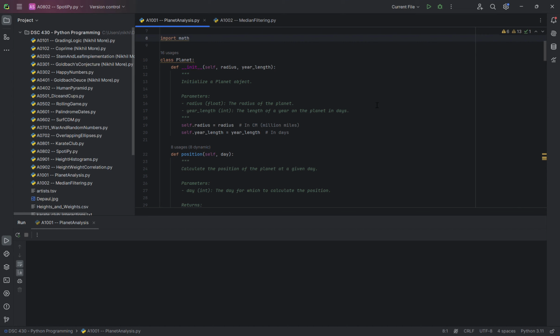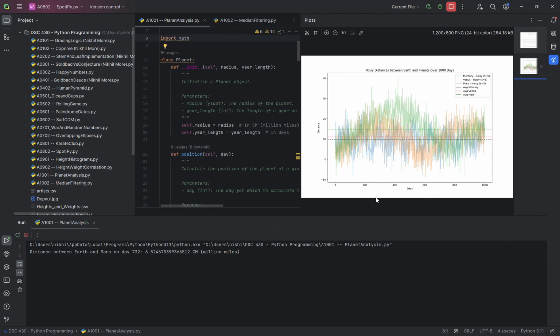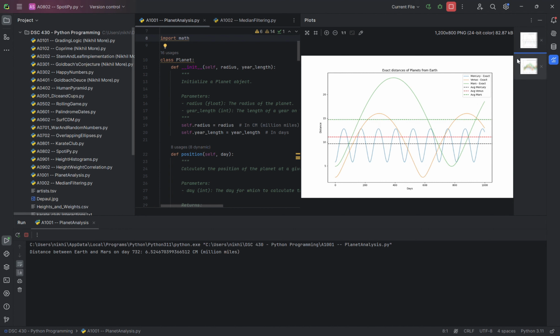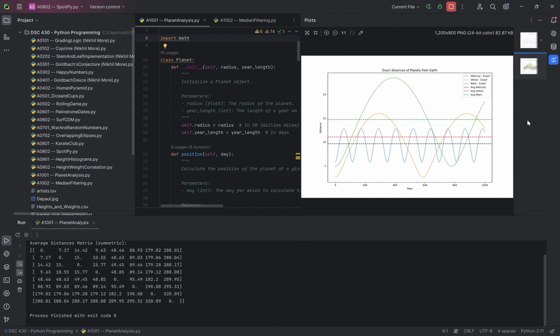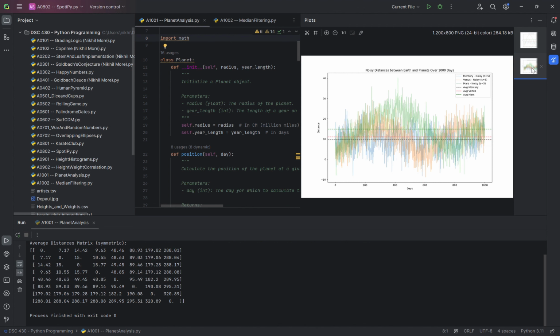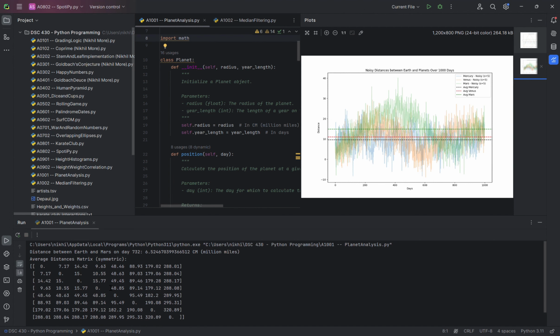So now I'm going to run the code and show you the outputs. So here you can see the distance between Earth and Mars on day 732 is 6.5 million miles. And here you can see the plots as well. And you can also see the average distance matrix.